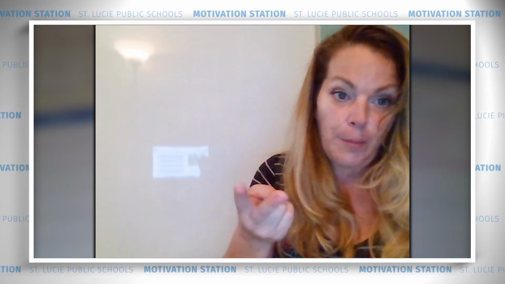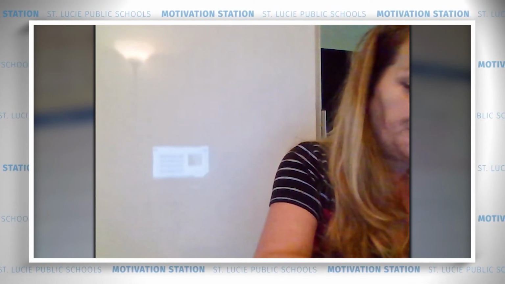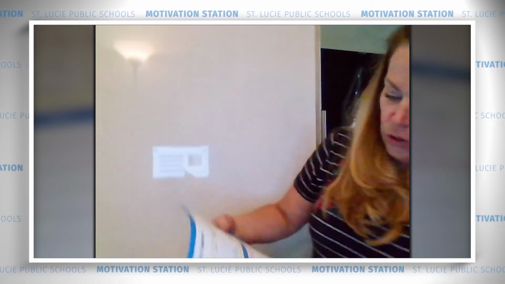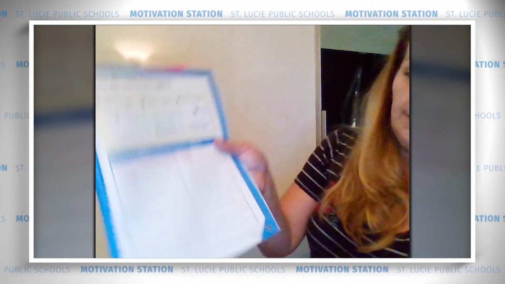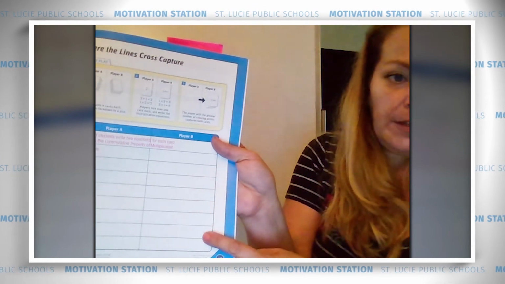Note that they want you to write the commutative property of those equations. So they want you to write 2 equations for each card you flip, okay? And then you're going to just record that on page 47, all right?